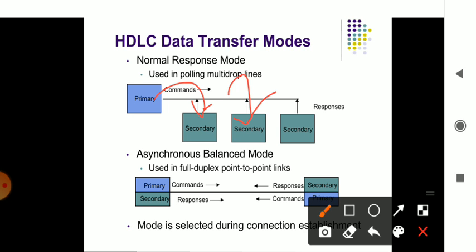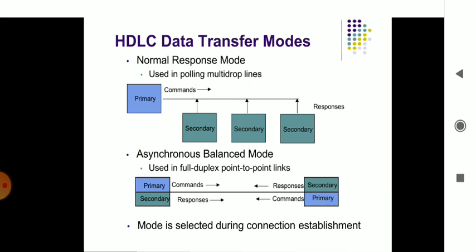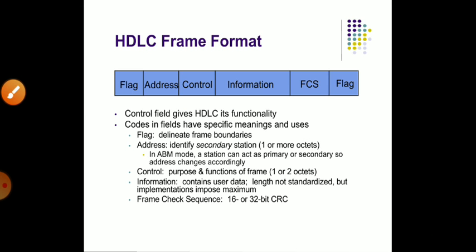Whereas here the asynchronous balanced mode uses the concept of full duplex. They are communicating from both the ends, from one end to another end. The response also is between both the ends, sender and the receiver's end. So that is your asynchronous balanced mode. Okay, so these two are being used in the HDLC.